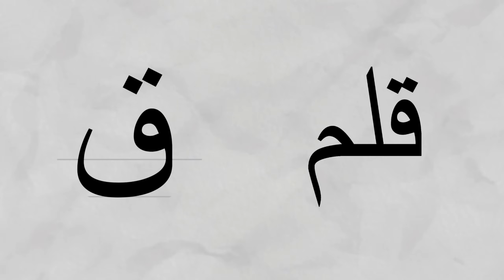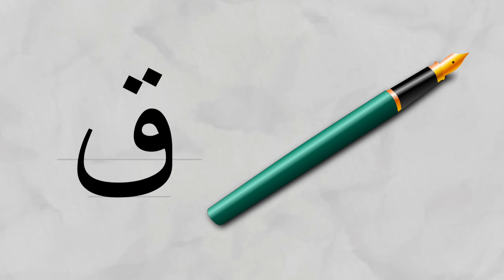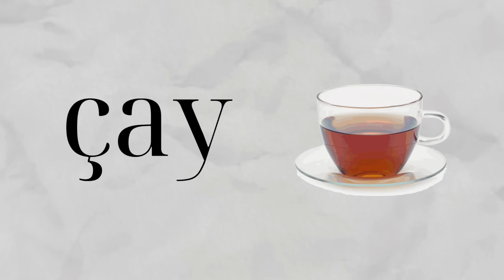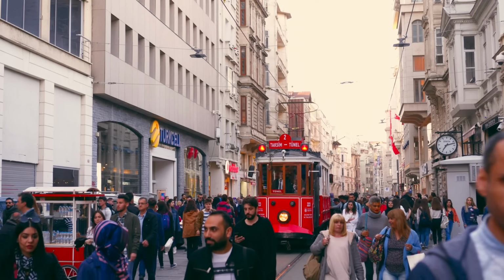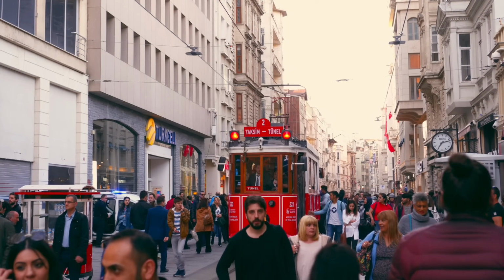Persian and Turkish have adopted some Arabic sounds. For example, the Persian qa in qalam, meaning pen, and Turkish ch in çay are influenced by Arabic. Turkish pronunciation has distinct characteristics that set it apart from both Arabic and Persian.